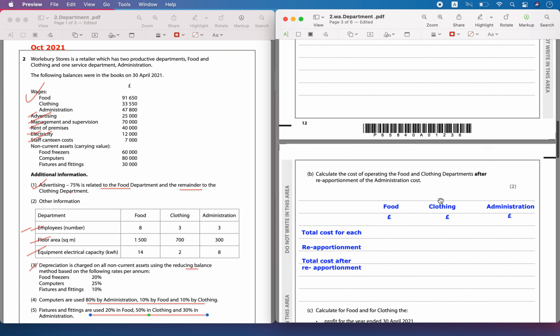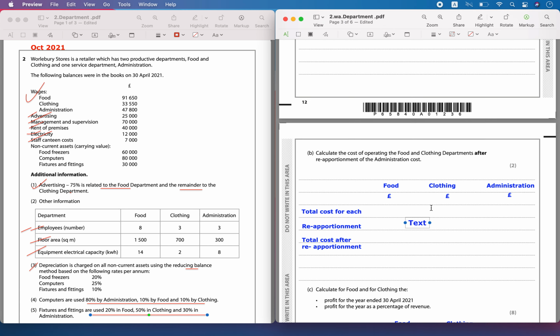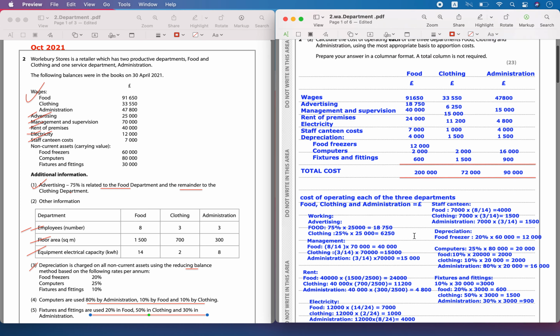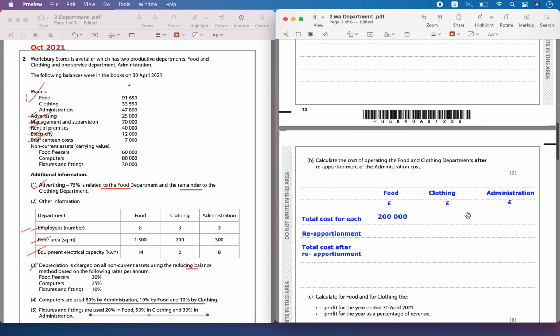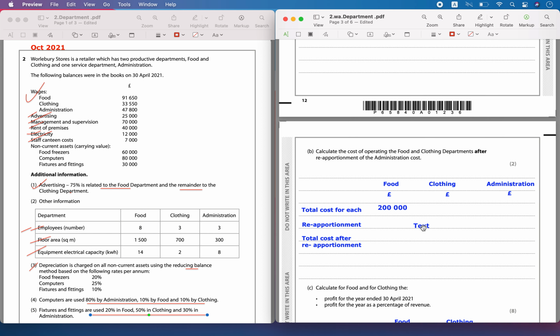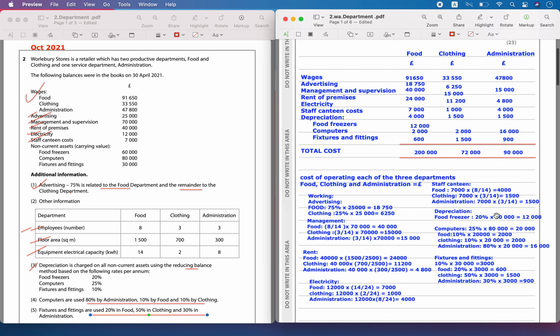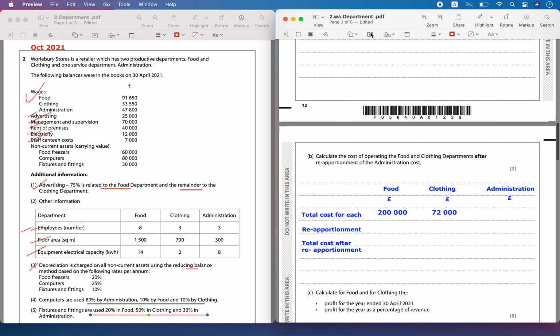First one is the food. The food is 200,000, so we have to write this 200,000. And for the clothing department the total cost was 72,000. And for the administration department the total cost was 90,000.